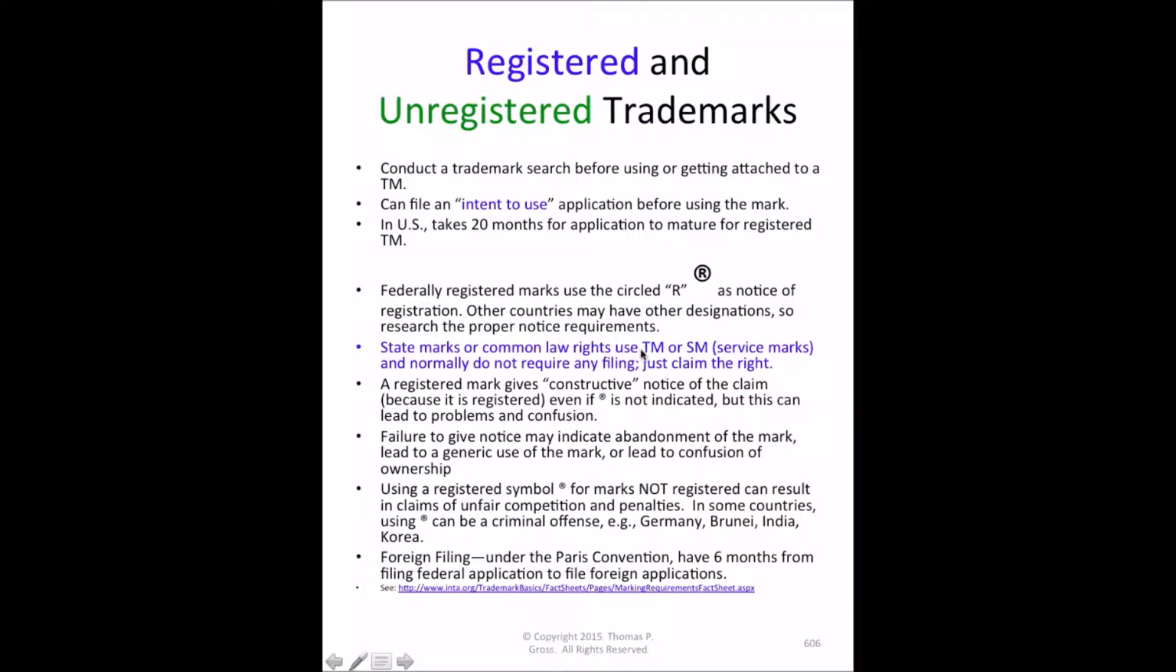State marks or common law rights use the TM or the SM for trademarks and service marks, and normally do not require any filing. You just claim it. The register mark gives constructive notice that it is registered, so it does give you some additional protection by registering with the federal government. But as I said, in some countries, using a registration symbol when it's not registered can be a criminal offense, such as Germany, Brunei, India, Korea.